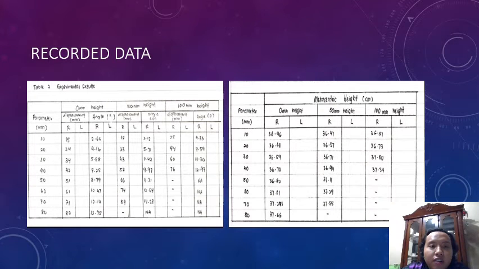Okay, this is the recorded data. The values in this table have already been calculated by hand. So I just made the table and filled it with the values that I had calculated. So this is all the recorded data that I get.